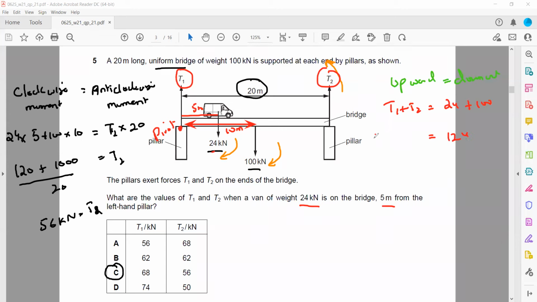The upward force T1 plus T2, we already calculated T2, which is 56. So 56 is added, on the other side it will be subtracted. So 124 minus 56 will give us 68. So T1 will be 68 and T2 will be 56.